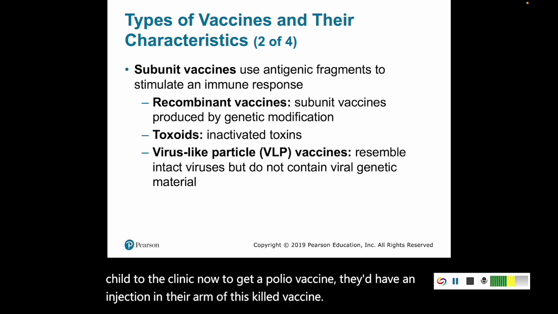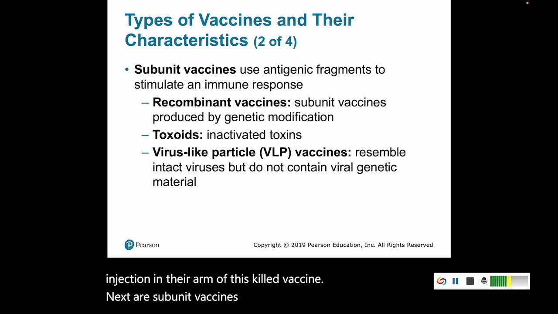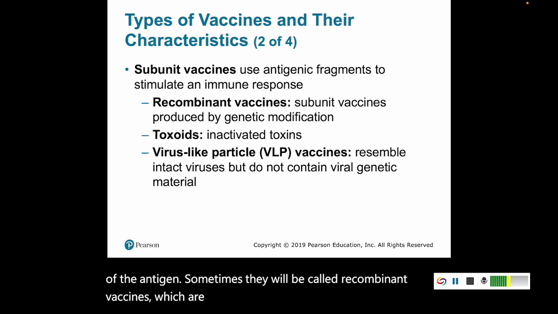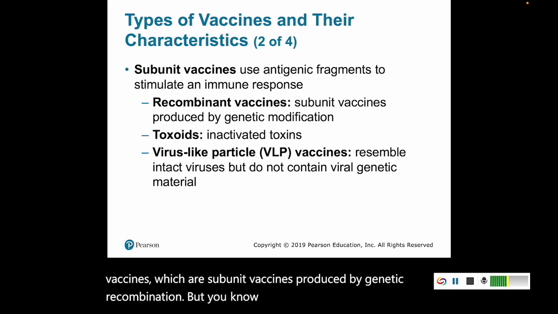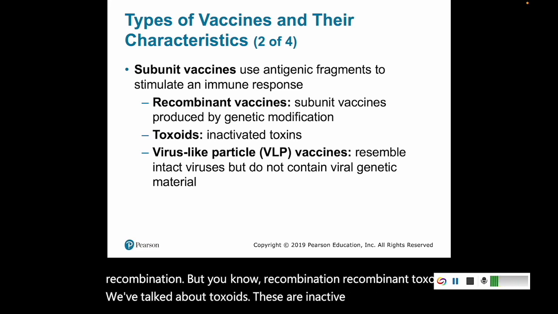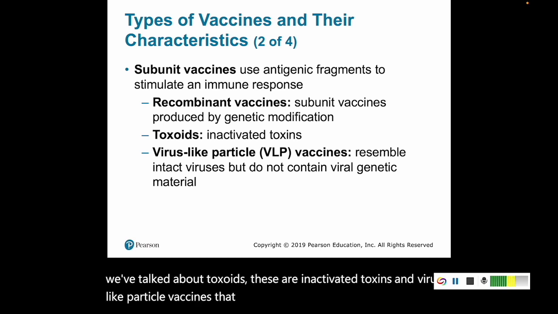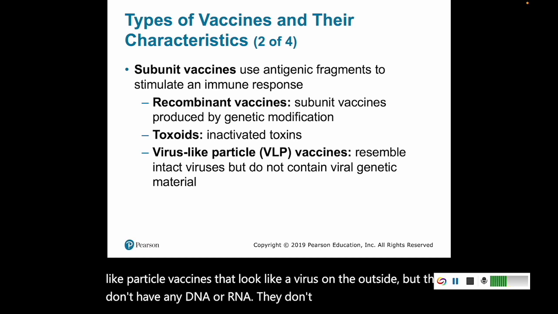Next are subunit vaccines. These use just a subunit, just a fragment of the antigen. Sometimes they will be called recombinant vaccines, which are subunit vaccines produced by genetic recombination. Toxoids, we've talked about toxoids. These are inactivated toxins. And virus-like particle vaccines look like a virus on the outside, but they don't have any DNA or RNA. They don't have any genetic material inside.